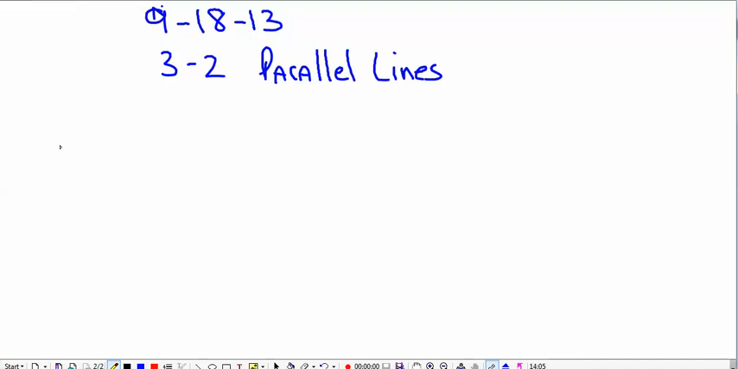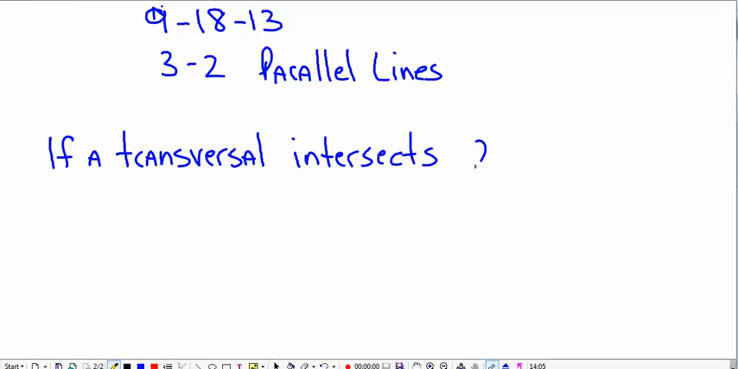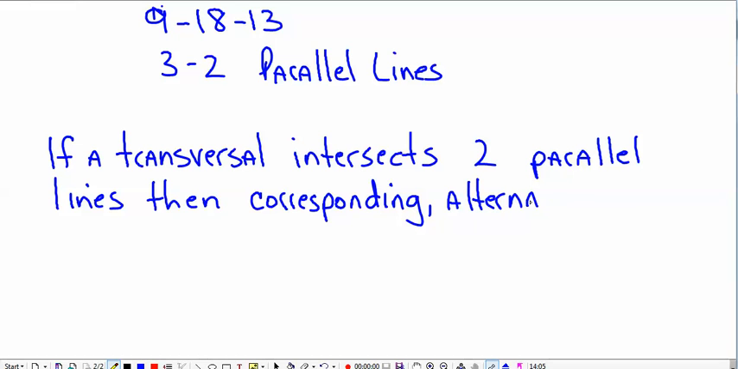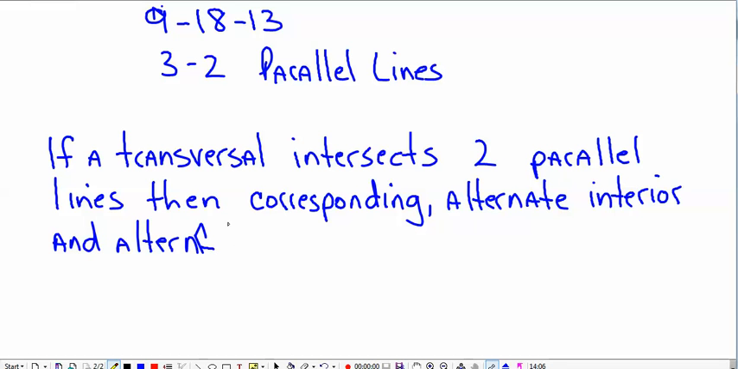You're going to write this down. If a transversal intersects two parallel lines, then corresponding, alternate interior, and alternate exterior angles are congruent.